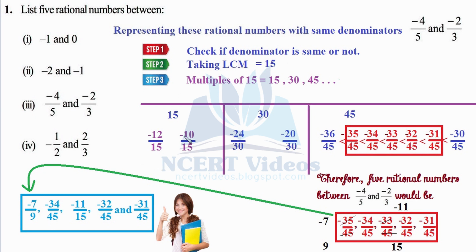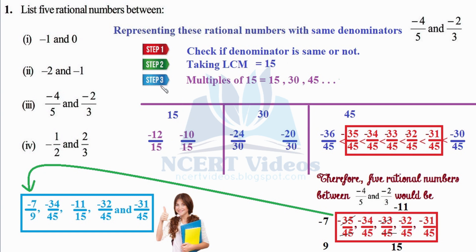After that, you have to convert the given fractions into equivalent fractions. That is, 5 3s are 15, so 4 3s are 12. Now again here, 3 5s are 15 and 5 2s are 10. Obviously signs will also come. Now if you compare minus 12 and minus 10, only minus 11 comes, but we have to find 5 rational numbers. Therefore we cannot consider the denominator as 15.